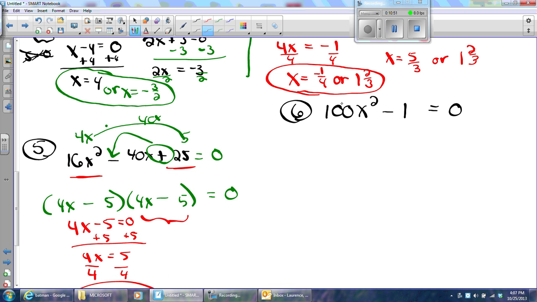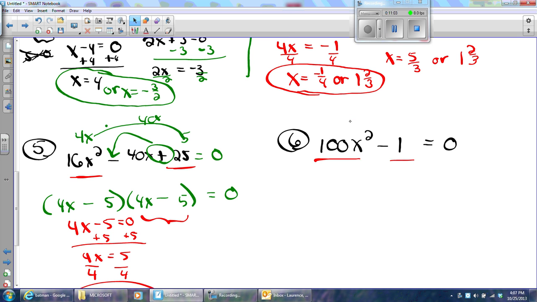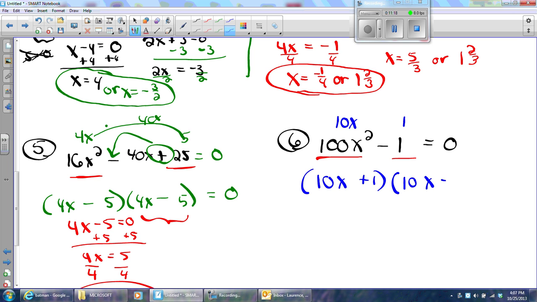Okay, number 6. I see a perfect square, and I see subtraction. This is a difference of perfect squares pattern. This is even easier to factor than the last one. I know that the square root of 100x squared is 10x. The square root of 1 is 1. This is going to factor as 10x plus 1 times the quantity 10x minus 1.